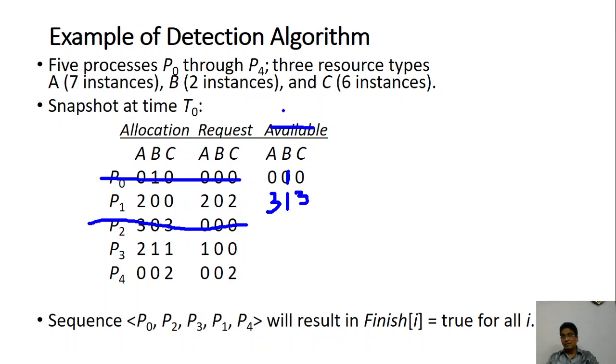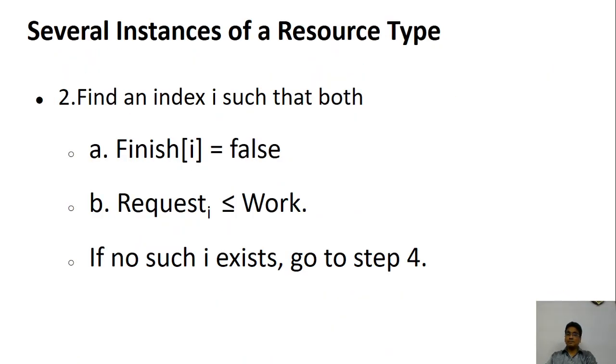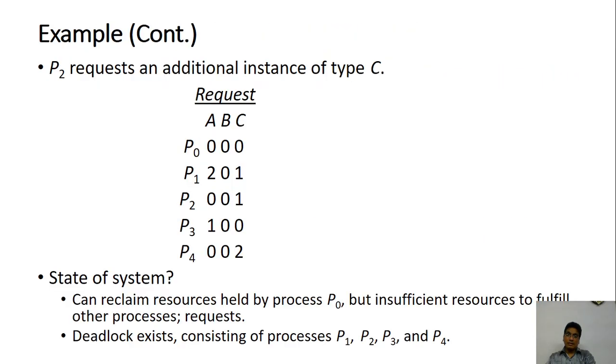Remember, I have renamed this available as work. I told you I will take that as work. So you find someone whose request is less than work. If you can't find them, then you are in deadlock. That's simple as that.